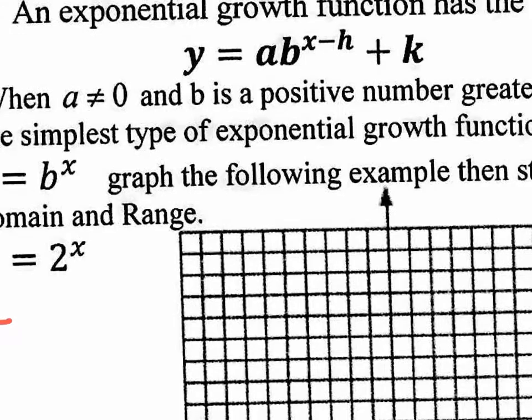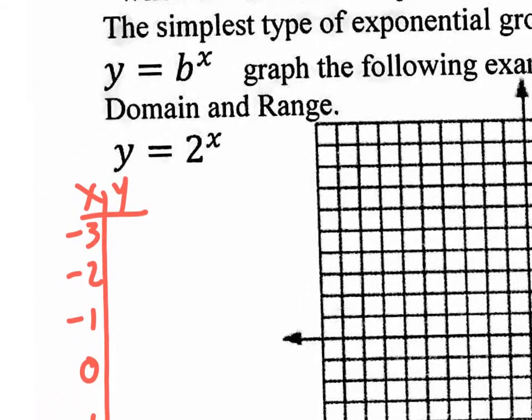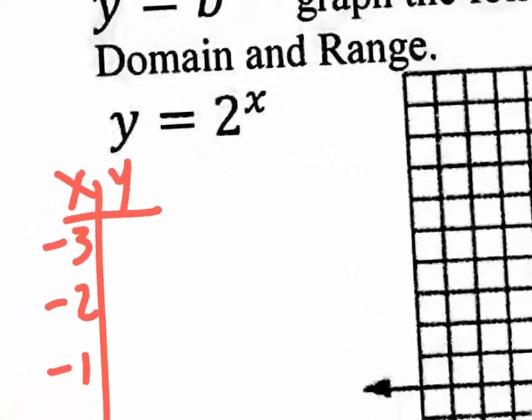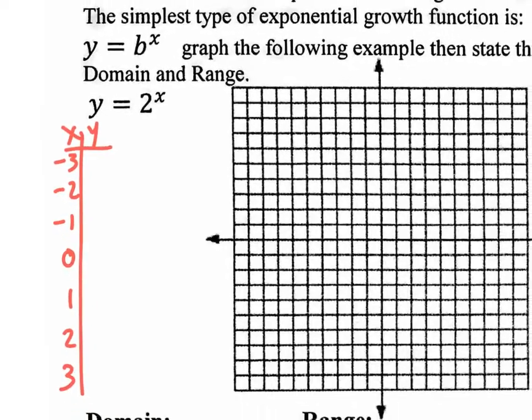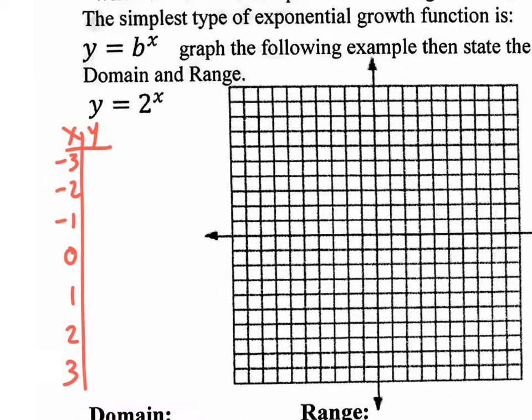So let's start with the easiest type of graph, which is this one, y equals 2 to the x. This is the one that we actually did on the pennies doubling, right? On day 0, you had 1 penny. On day 1, you had 2 to the 1 power, which is 2. On day 2, you had 2 to the 2nd power, which is 4. So this is a really easy graph to do.